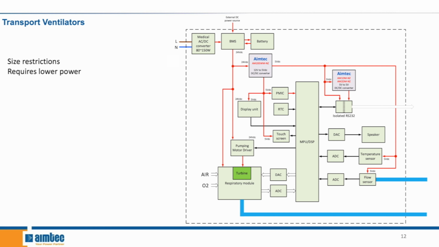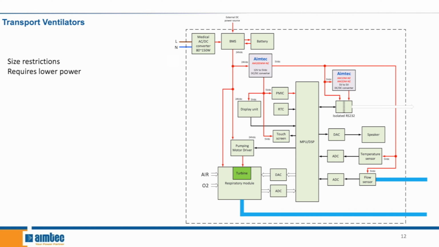Next, we have the transport ventilator. Since it's meant to be transported, this is much smaller than the previous ventilator. Since it's smaller, it only requires about 80 to 150 watts of power. In the block diagram, we see that the device is powered by an onboard medical grade AC/DC converter or an external 24 volt medical grade adapter. The 24 volts from the onboard AC/DC or external adapter powers the motor and the valve directly.